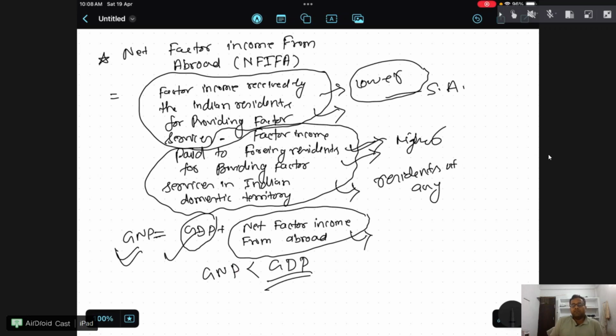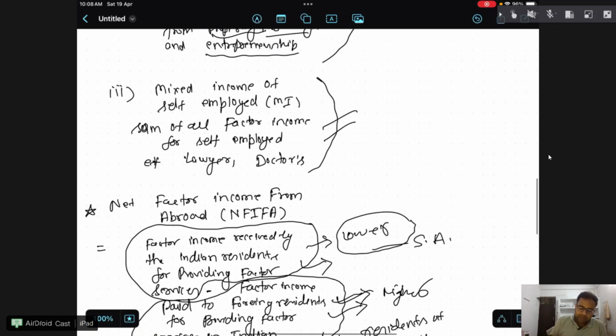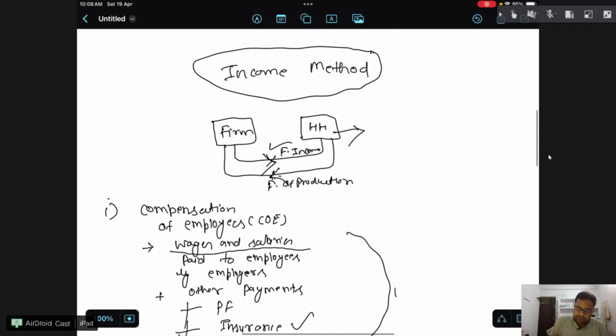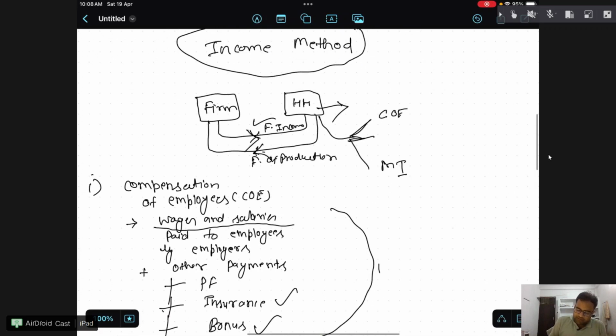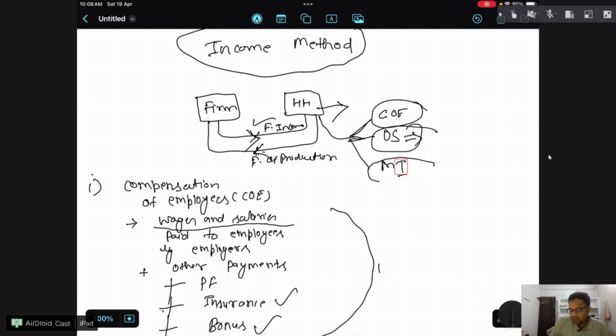I hope you understood the income method for calculating the national income, or GDP. For calculating GDP through the income method, we just find out the ways through which households generate income. There are three ways: the compensation of employees, the operating surplus, which is income received through property, savings and entrepreneurship, and the mixed income of the self-employed. We calculate these three incomes, and the sum of those incomes gives the value of GDP of any particular country through the income method.